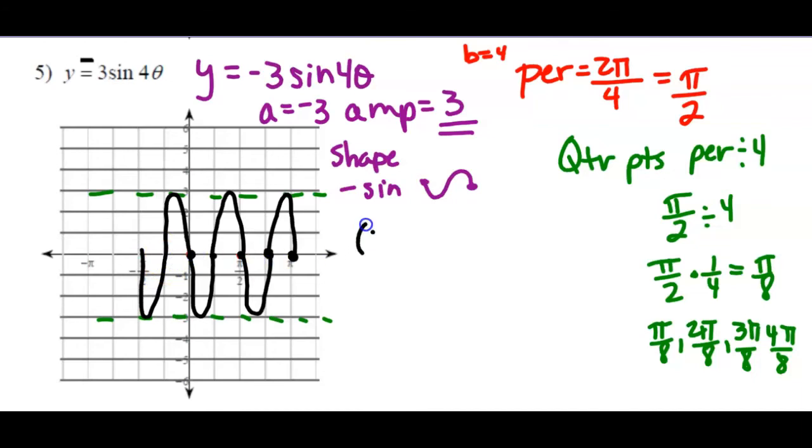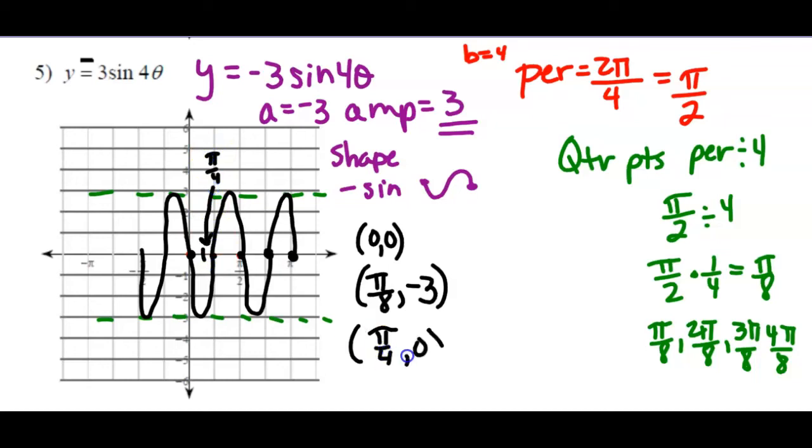So the first ordered pair was 0, 0, and then it went down, and the quarter point was pi over 8, and it was down to negative 3 because of the amplitude change. And then another pi over 8, but 2 pi over 8 reduces to pi over 4, which is this grid line right here. And at that grid line, it was supposed to be hitting at 0. And then it went up another pi over 8, which is 3 pi over 8.